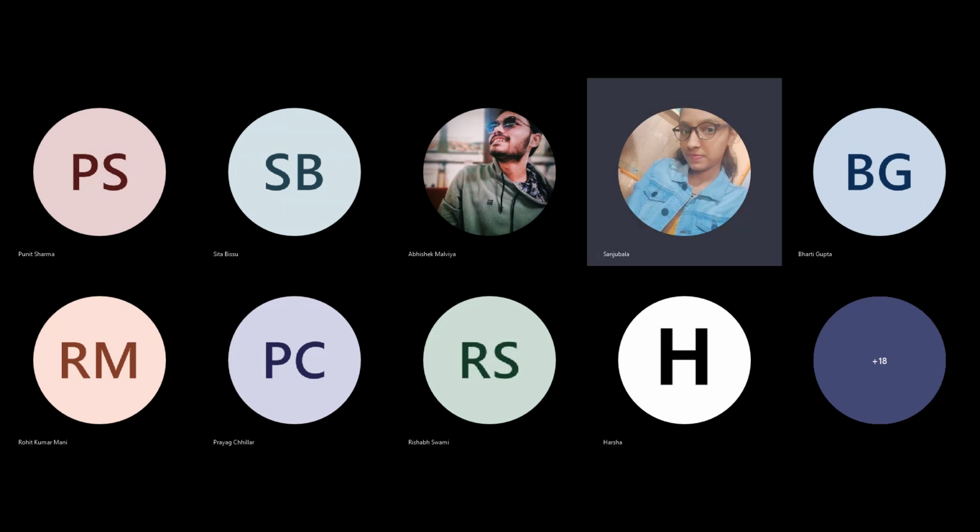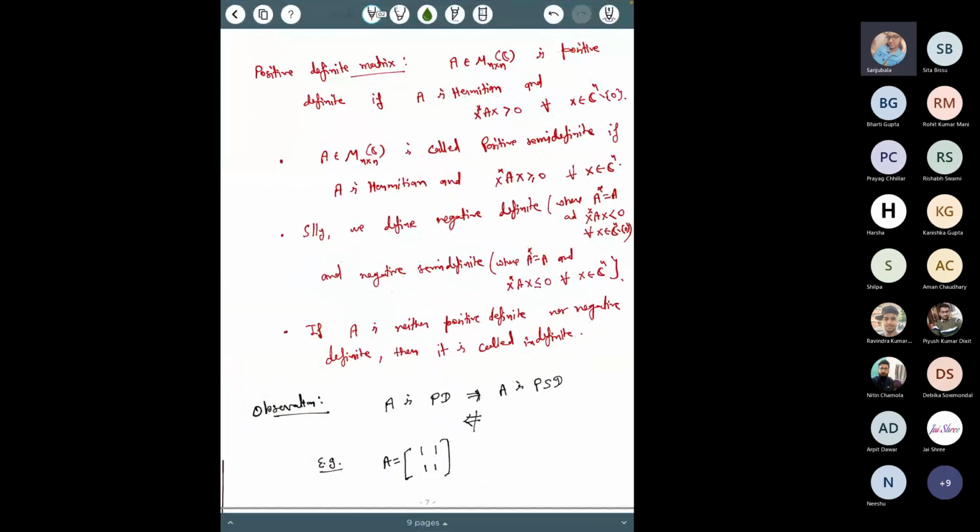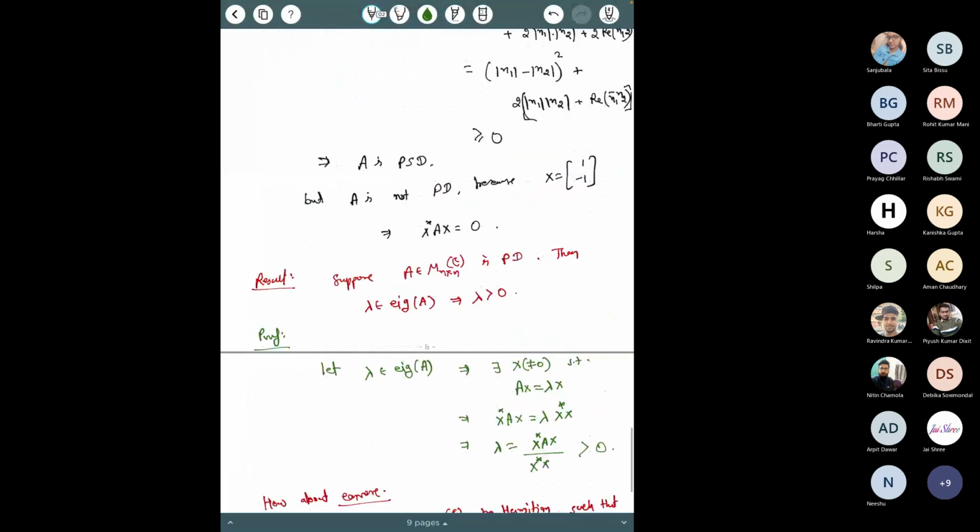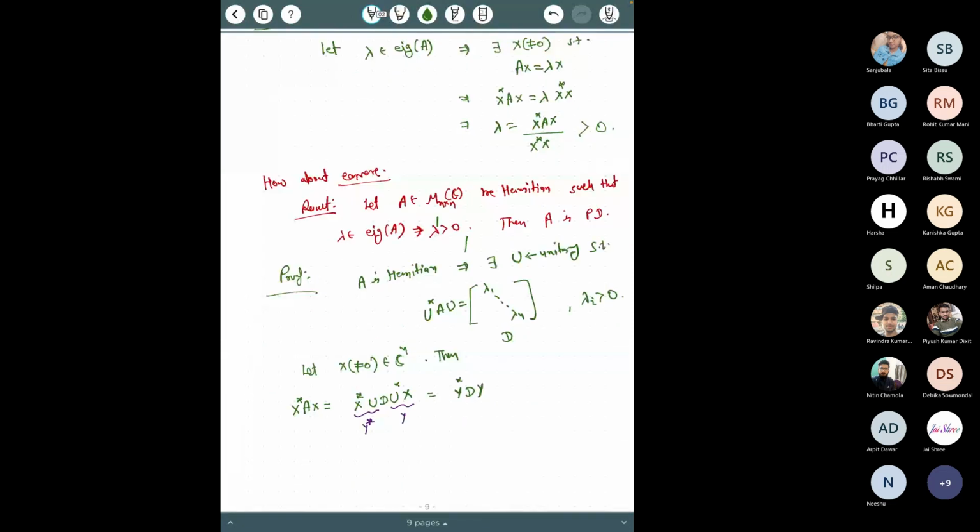Okay, now can you see? Yes, sir. So how to prove that the converse is true? We have to show that x star Ax is greater than 0. We can write x star Ax as x star U D U star x. We set y as U star x, so it would be y star Dy.